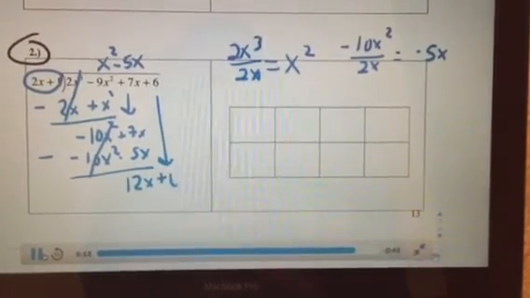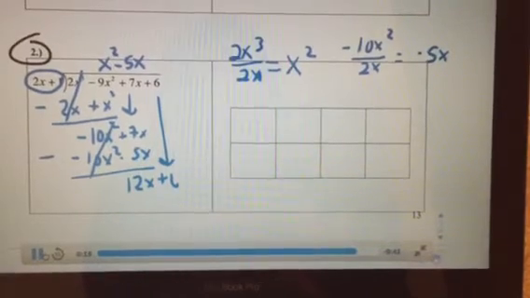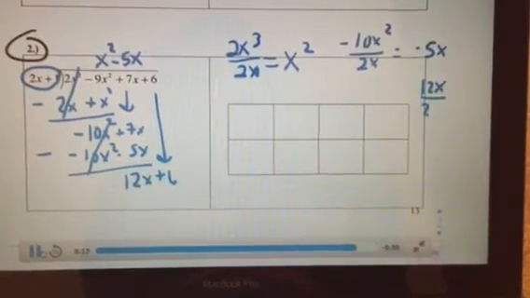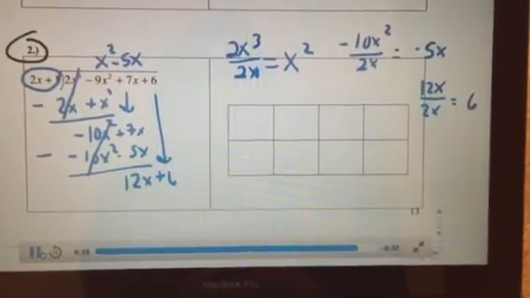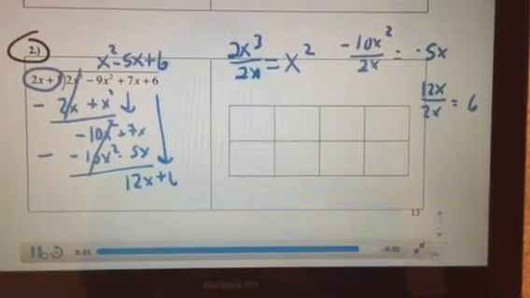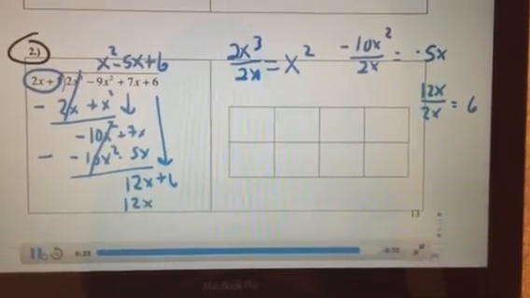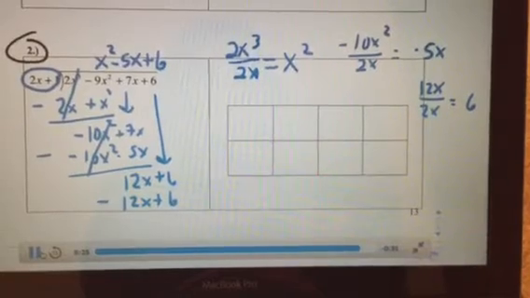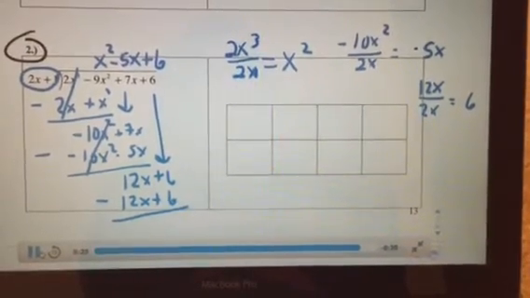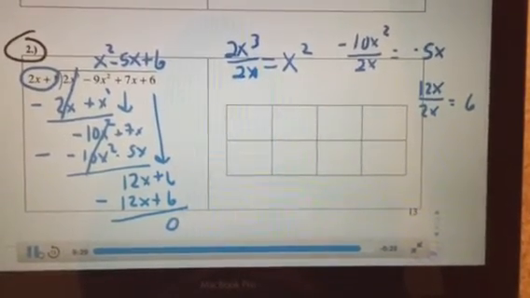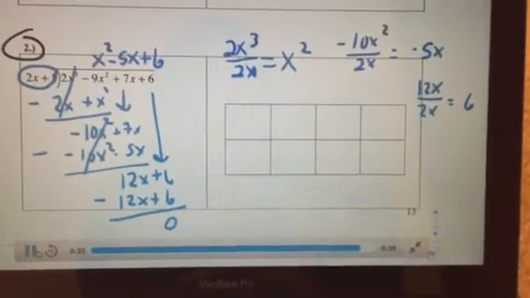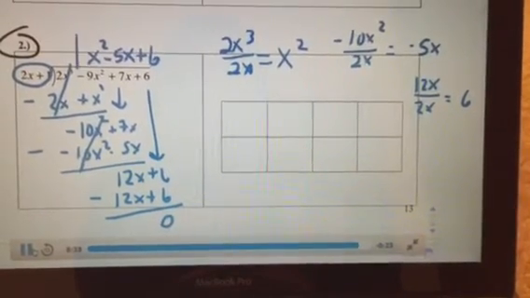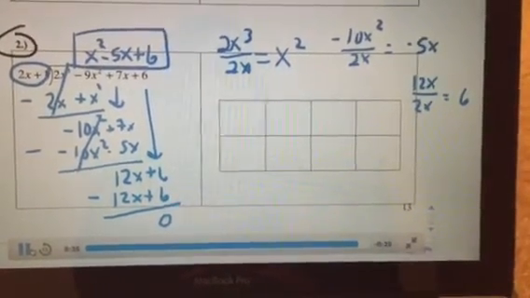Bring down your plus 6. So now you're thinking, okay, what's 12x divided by 2x? That leaves me with 6. So we put plus 6 at the top. 6 times 2x is 12x. 6 times 1 is 6. Subtract straight down. We get 0. 12x minus 12x is 0. 6 minus 6 is 0. No remainder, so this is your solution.